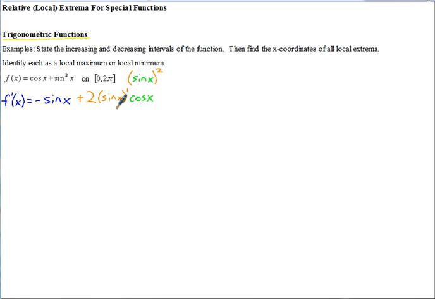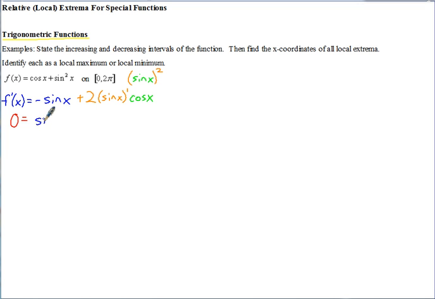Now on this one, you can see sine and cosine are defined everywhere, so this will never be undefined. Remember, the critical numbers are where the first derivative is either 0 or undefined. So here we're just going to be looking for what makes the first derivative 0. And to help us solve this, we can use factoring. We can factor out a sine of x.